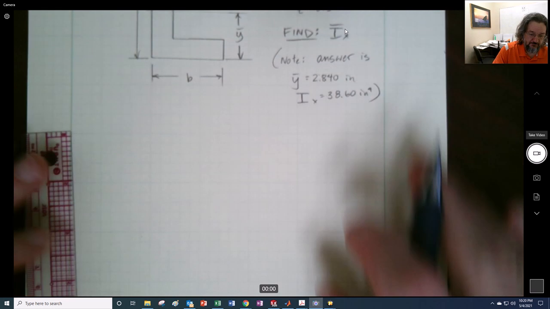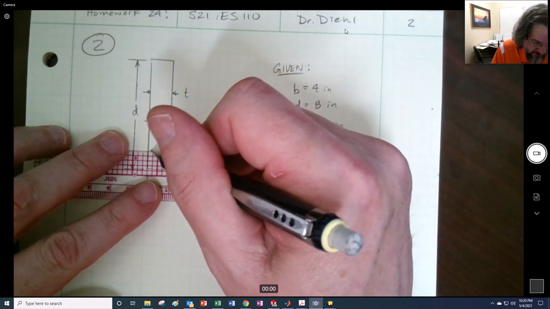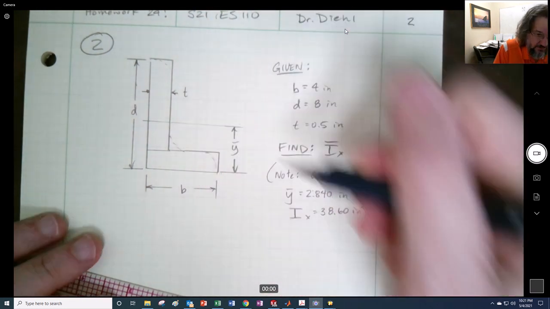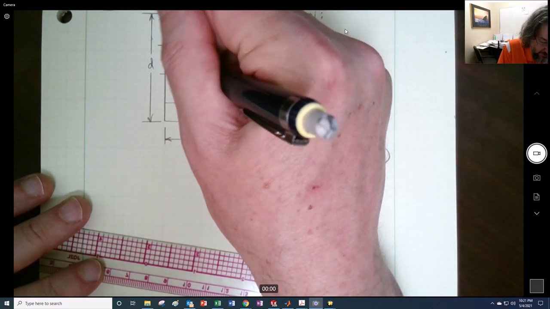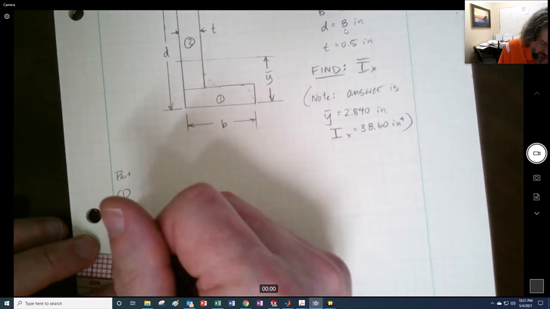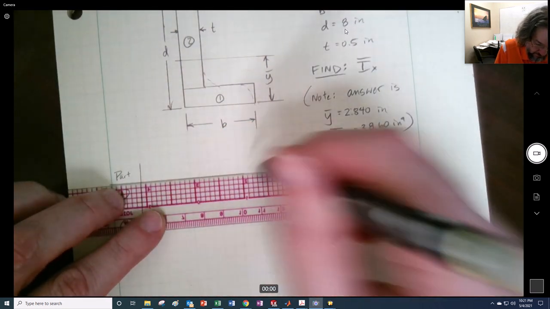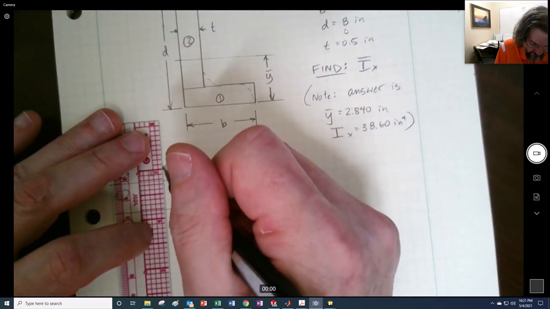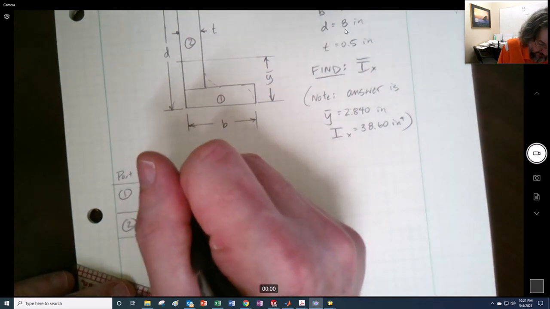Boom. First thing to do is to pick what we want to do. I decided to cut it off right there, right? So note though that there are fillets right here and right here and right here, right? So that's going to make our answer off, just to start with. But anyway, I'm going to call this 1 and I'm going to call this 2. So part 1 and 2. And let's start with our X and our Y, and our X i and our Y i.